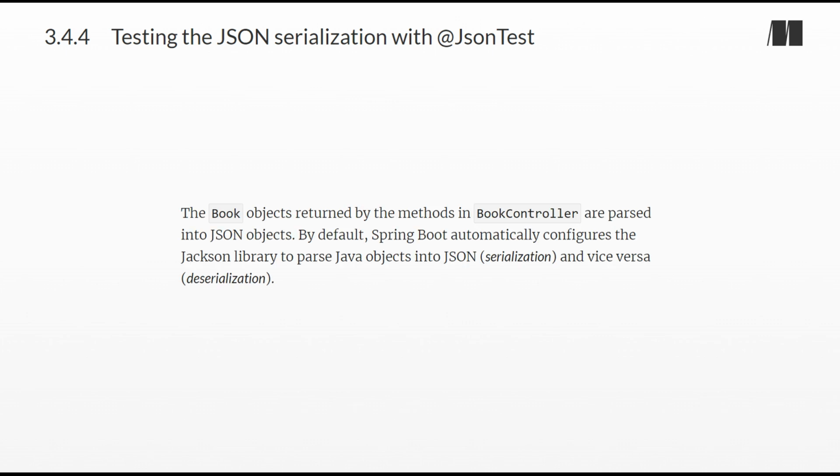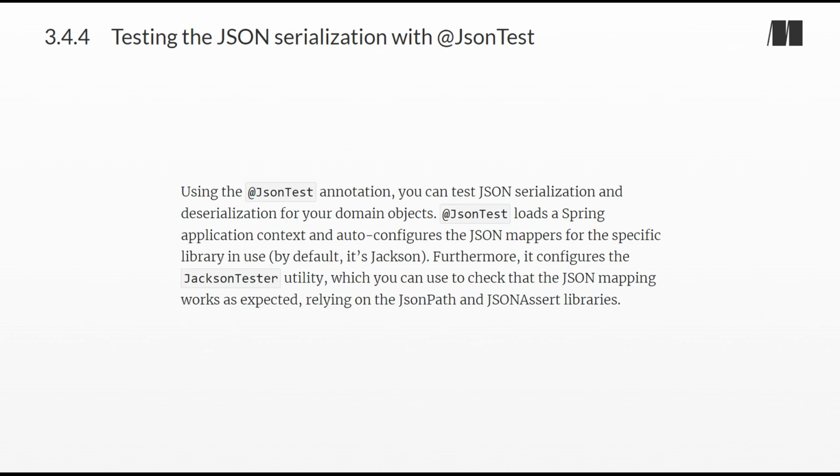Section 3.4.4, Testing the JSON serialization with a JsonTest. The book objects returned by the methods in BookController are parsed into JSON objects. By default, Spring Boot automatically configures the Jackson library to parse Java objects into JSON, serialization, and vice versa, deserialization. Using the JsonTest annotation, you can test JSON serialization and deserialization for your domain objects.